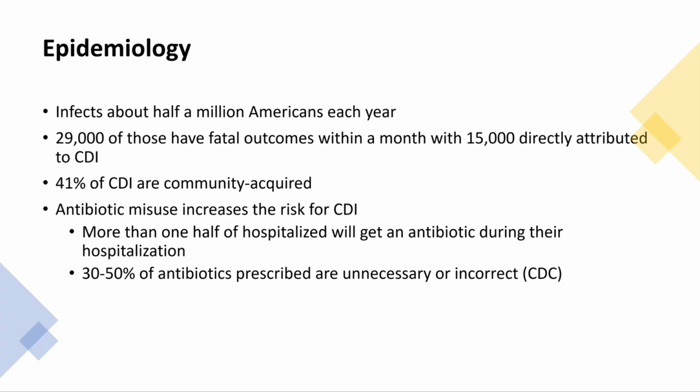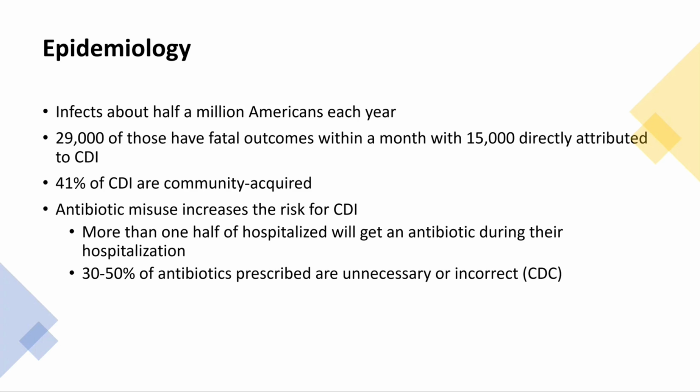So C. diff infects about 500,000 Americans every year, and 29,000 of them have fatal outcomes within a month, with 15,000 being directly attributed to C. diff. And we always think of C. diff as a hospital-acquired infection, but actually 41% is community-acquired. So people in the community with any of those risk factors or antibiotic use.